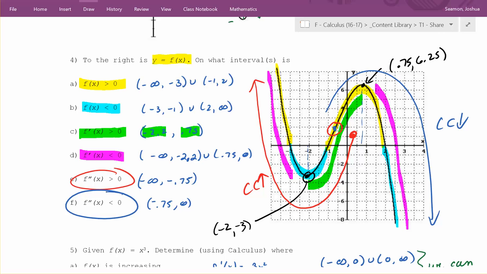What is this point right here? What's happening here? We have a name for this type of point. It's called a point of what?